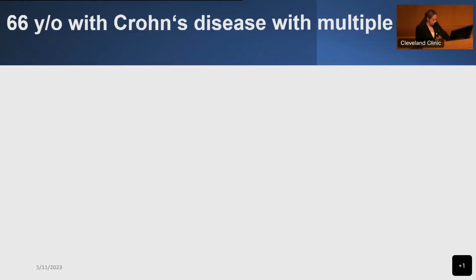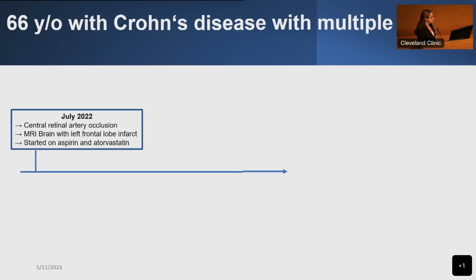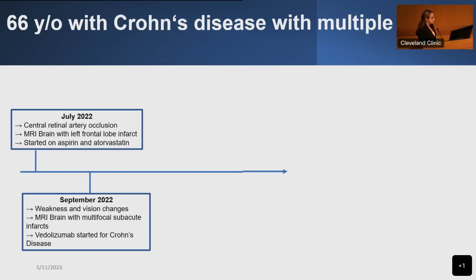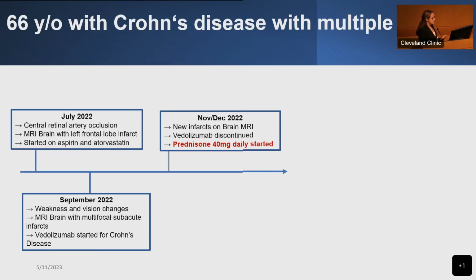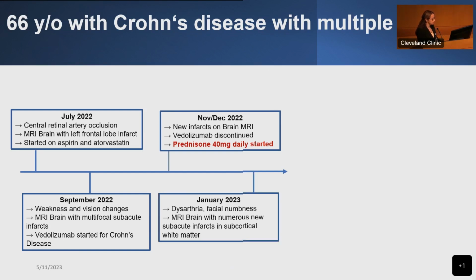So let's move a little bit to share a quick case. This is a 66-year-old with Crohn's disease with multiple strokes, presented in July with stroke, treated with regular stroke treatment, aspirin and lipid lowering. And he kept having issues. They thought that this could be from Crohn's, just generalized symptoms, and vedolizumab was started. And then in December, he was found to have a new infarct. So they started high dose prednisone, thinking that he probably had this infarct because of the Crohn's, and Crohn's can sometimes have vasculitis, or this is because of an inflammatory state. So it was treated with high dose steroid.